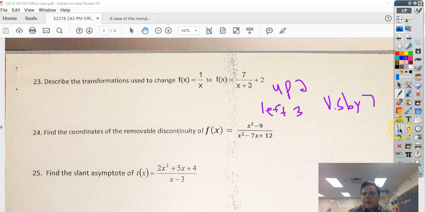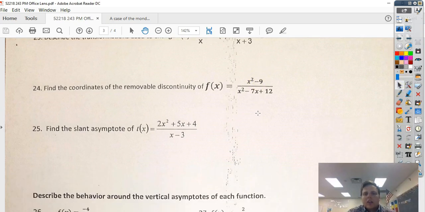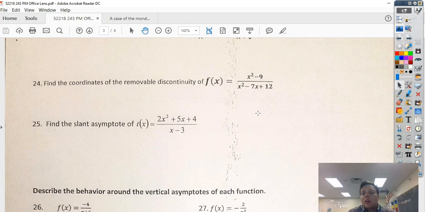Alright, next problem. Find the coordinates of the removable discontinuity. Alright, this one is a doozy. To find the coordinates of removable discontinuity, first you need to factor everything, okay? So we factor and we factor and we factor till we die, okay?